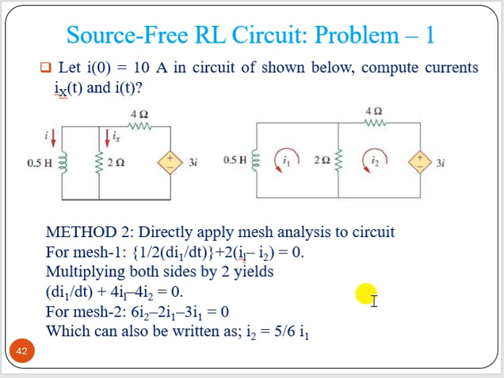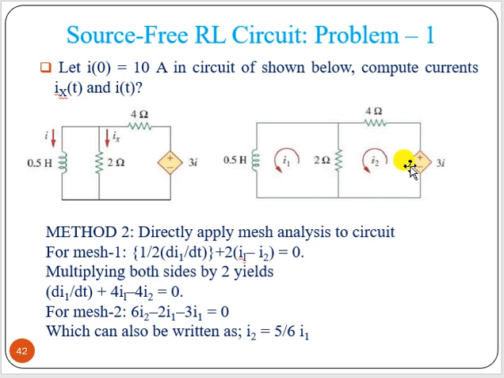Method 2. Now in this case we can apply the mesh analysis method. So we are not finding RTH. What we are doing is finding the differential equation. For mesh 1, we can write L di/dt, so half di1 by dt plus 2(I1 minus I2) equal to 0. Now multiply both sides by 2. What you will get: di1/dt plus 4I1 minus 4I2 equal to 0.